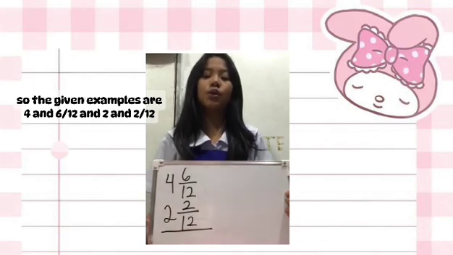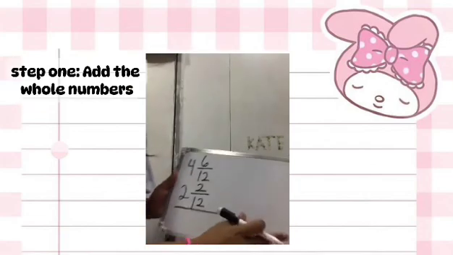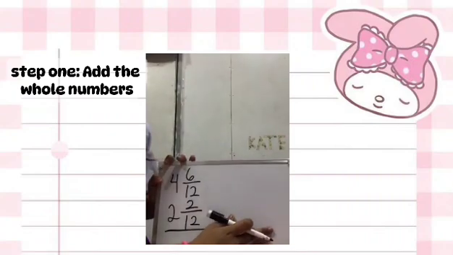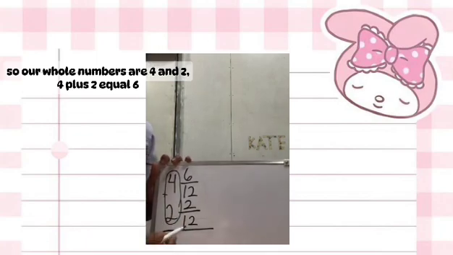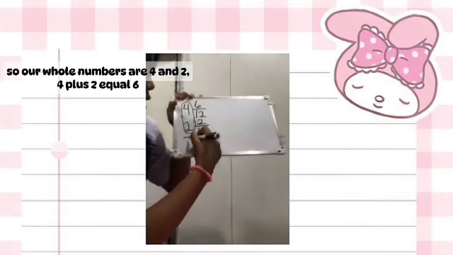12 and 2 and 2 12. Step 1 is add the whole numbers. So our whole numbers are 4 and 2. 4 plus 2 is equals to 6.